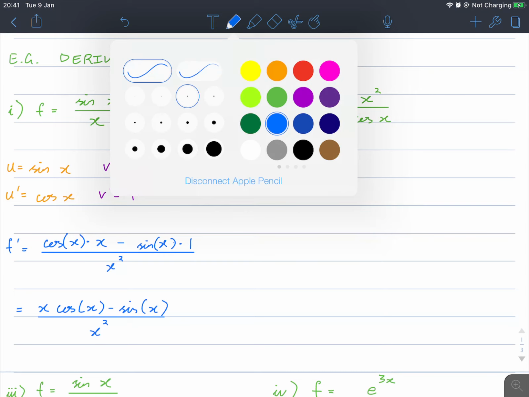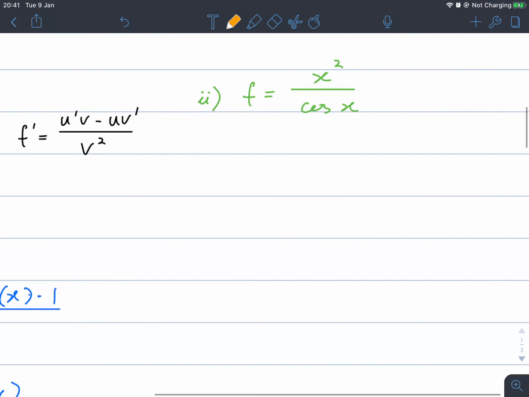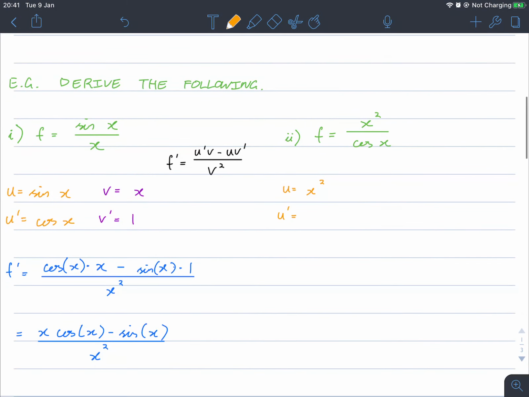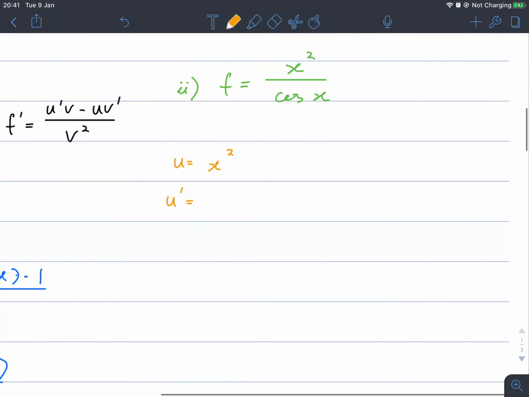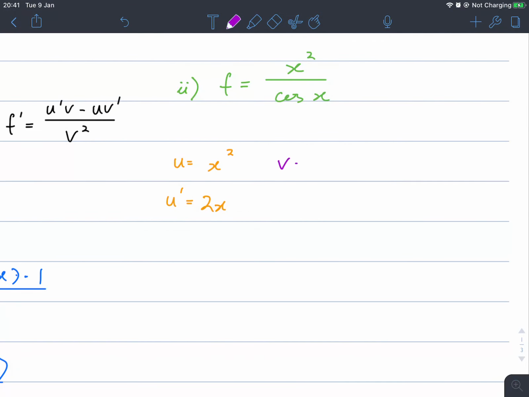Moving right along. Here in this second example we have x squared, so let my u be x squared, which means u prime is equal to 2x. My v is cosine x, giving me my v prime being negative sine of x.